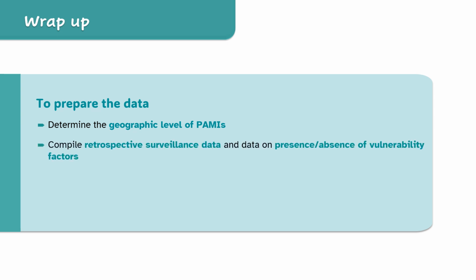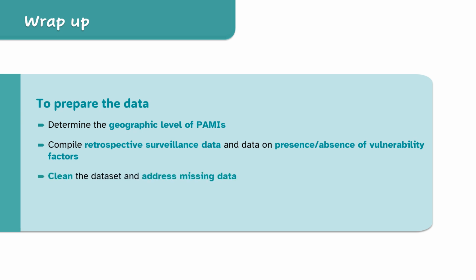As we wrap up this module, here are the important points to remember. To prepare the data to identify PAMI for cholera elimination, stakeholders first determine the most appropriate geographic level of PAMI in the country-specific context. Retrospective surveillance data are compiled at the selected geographic level for at least the past 5 years. Vulnerability factors relevant in the country-specific context are identified together with a measurable vulnerability indicator and an associated data source to assess the presence or absence of each factor at the selected geographic level.